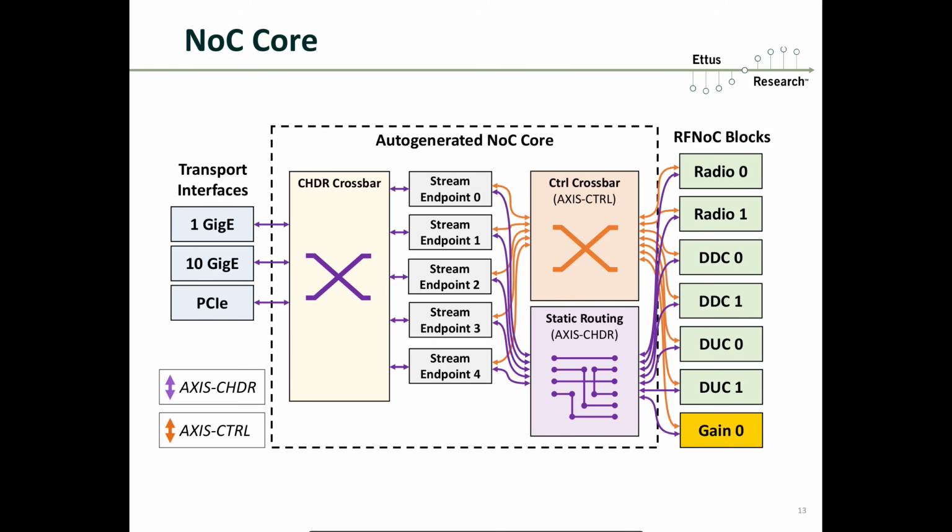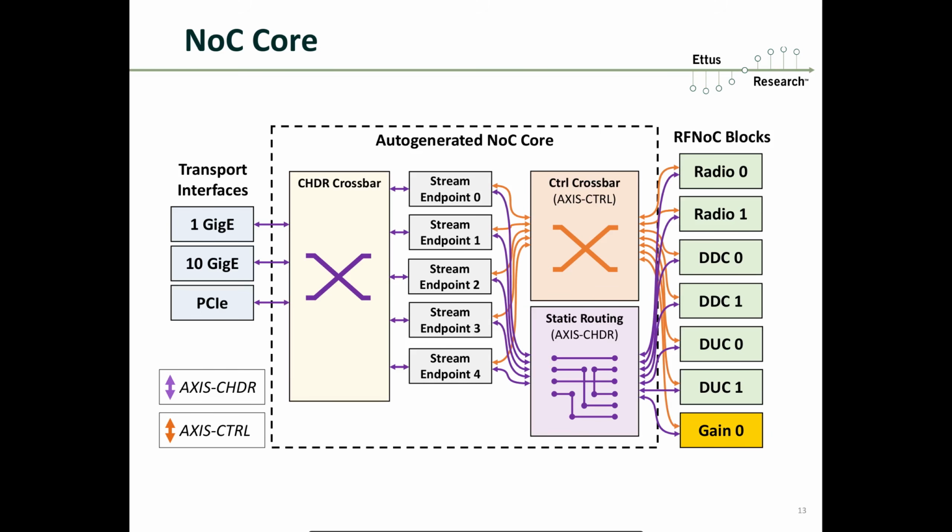The concept of a stream endpoint is new to RFNoC 4. They can be thought of as points where streams start and end. And this concept will be better illustrated later on in an example in the upcoming few slides. To the right of the stream endpoints, we have the control crossbar and a static routing block below it.